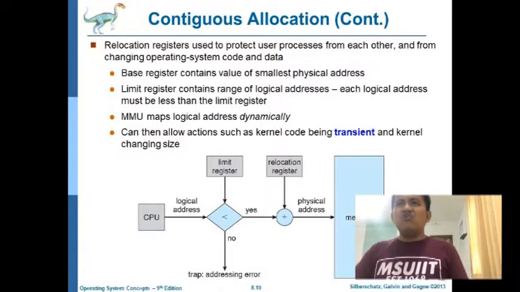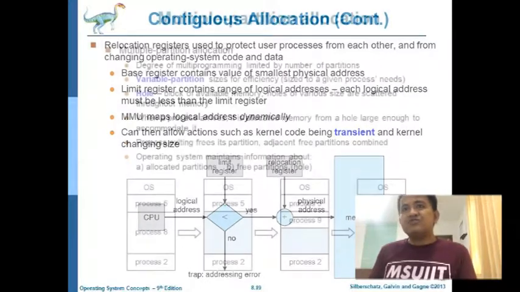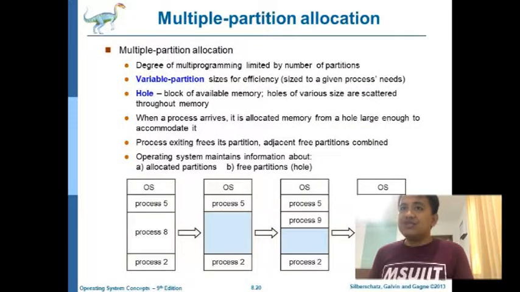Okay. So let's proceed to multiple partition allocation. Multiple partition allocation has a degree of multiprogramming limited by the number of partitions. It uses variable partition sizes for efficiency, sized to a given process's needs. Holes, or blocks of variable memory, are scattered throughout the memory.